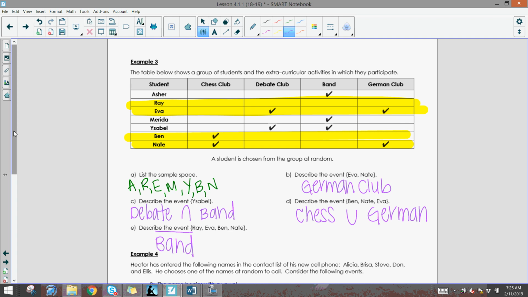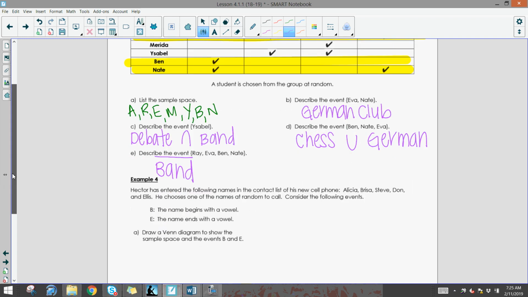So the one thing I do when I'm doing these is once I decide what the event would be, I go back and pretend I don't know what the outcomes are, and I highlight the events and make sure that the outcomes match what I was given. Okay.